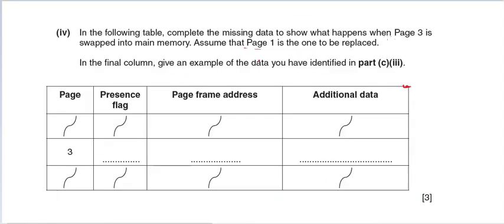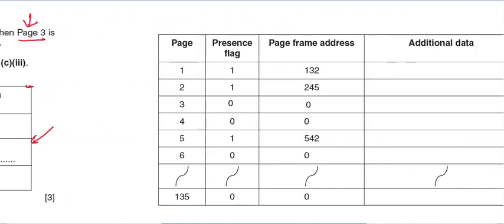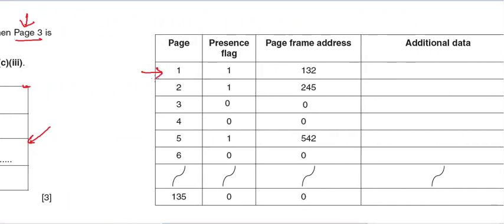Okay, and next he says that page 3 is the page that is being loaded into the RAM, and page 1 is the page that is being moved out. So we have to fill this up, and let's quickly take a look at the page table. Page 1 is going to be replaced, which means this 1 is going to become a 0, and this 132 is going to become a 0, indicating that this page is no longer in the RAM. And page 3 is going to be 1, and this is going to be 132, because page 3 was being loaded into the page frame that was holding page 1.